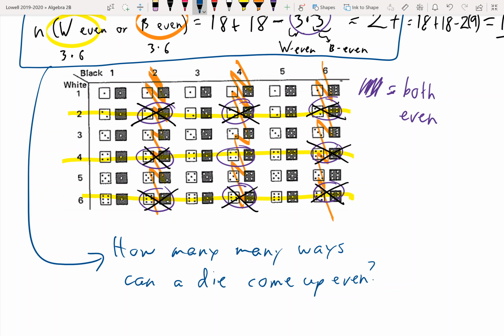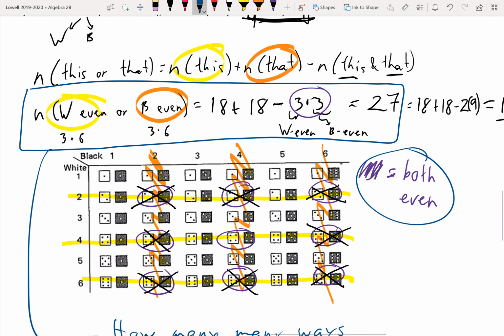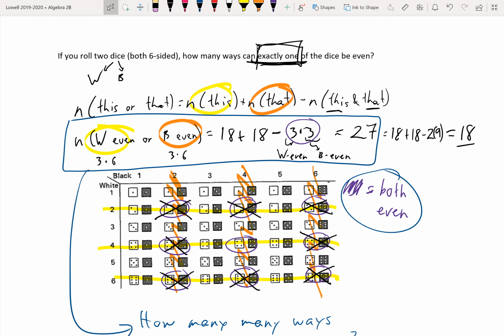So the difference is that we don't care if it's exactly one die. This is really saying at least one die comes up even. And so we would want to count those purple entries where they are boxed off, but we only want to count them one time. Since they are counted twice, we would need to subtract just one of the countings. But in the actual problem, we want only one of the dice to be even, so I need to get rid of all of the counts where both dice come up even.